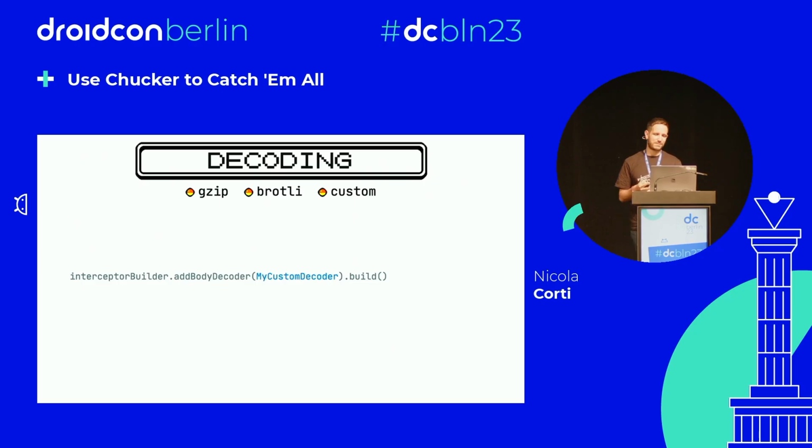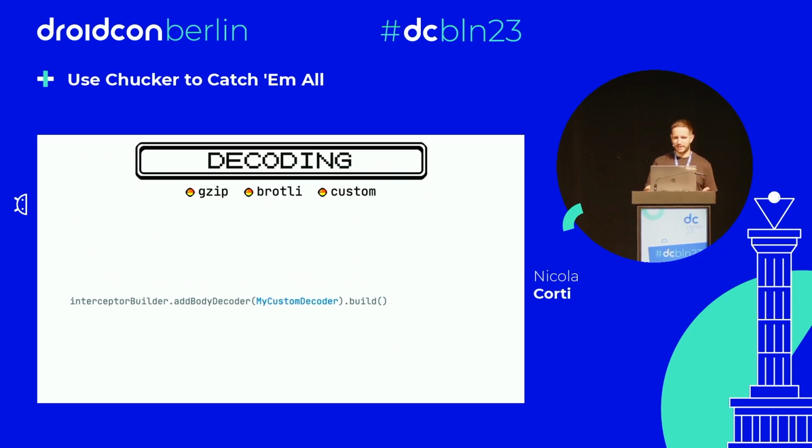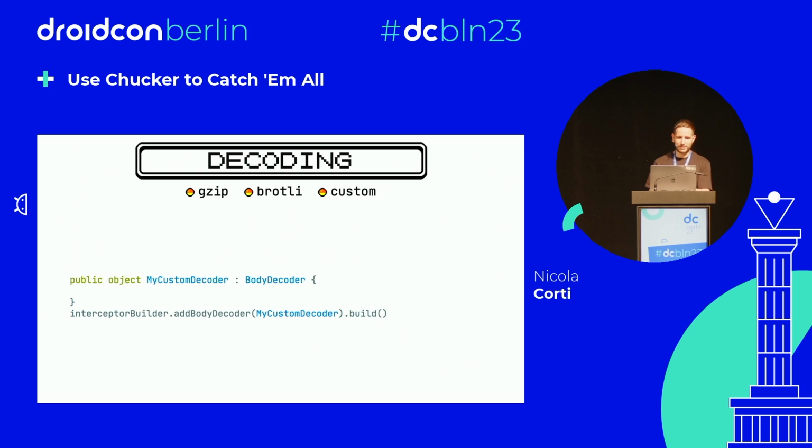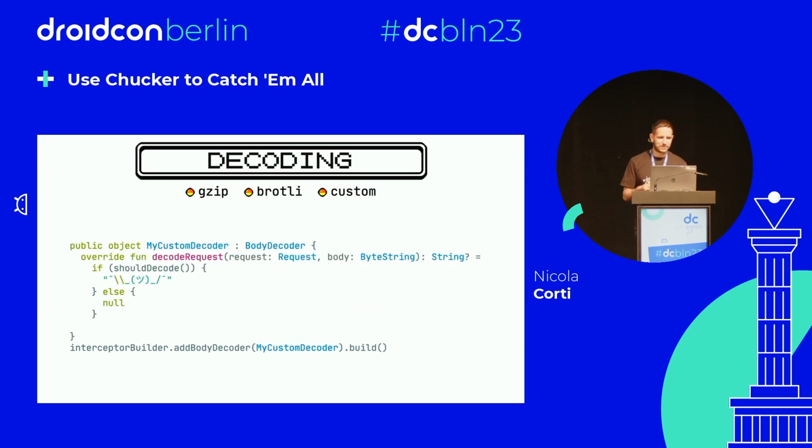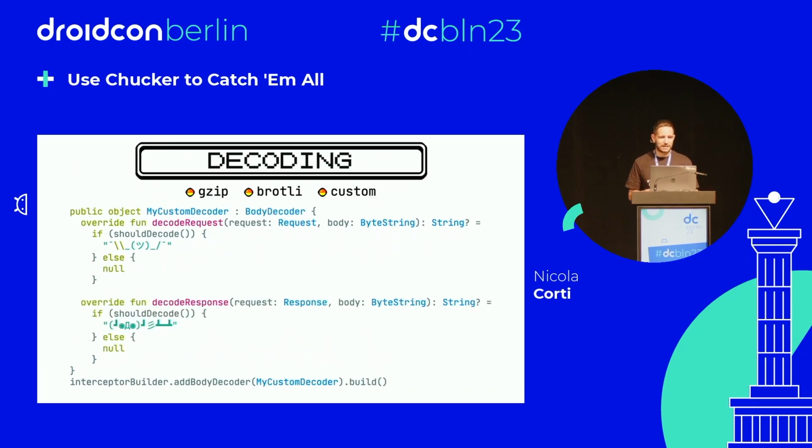How do you do that? We provide a simple API called body decoder that you can customize. So here, for example, I create my custom decoder, and there are 2 functions to implement. One is called decode request, which gets a request and the byte string, and needs to return a string in output. So you will be responsible for doing the decoding there, and similarly decoding the response.